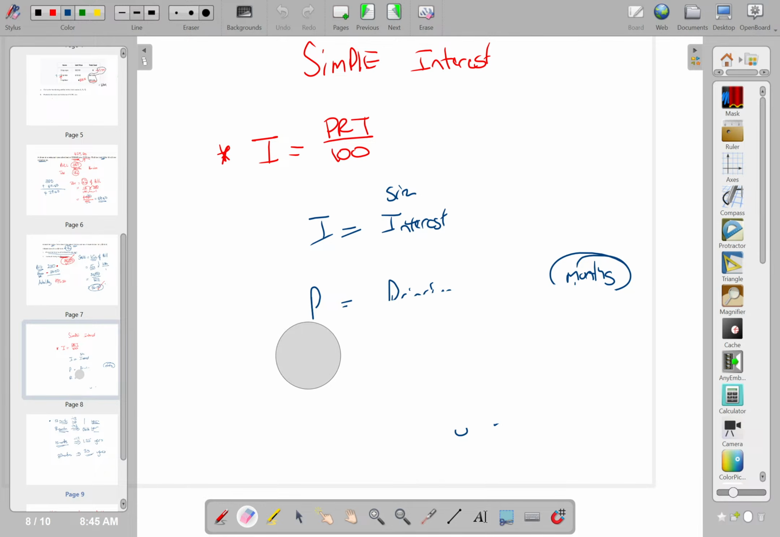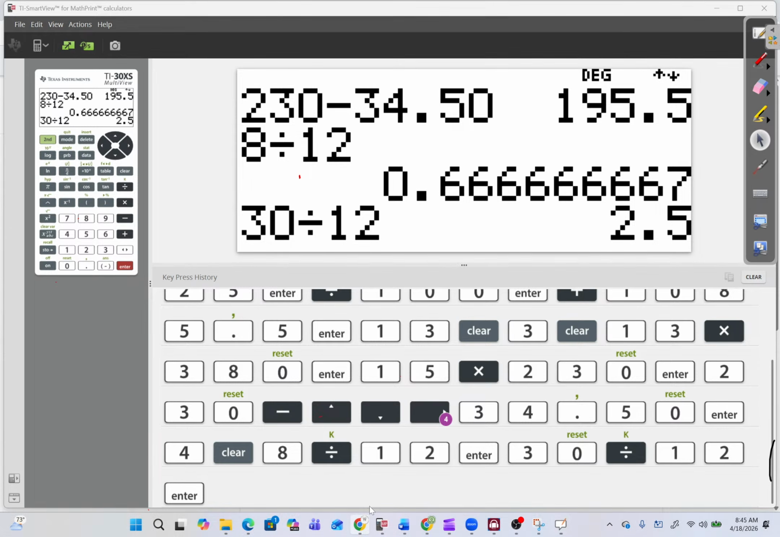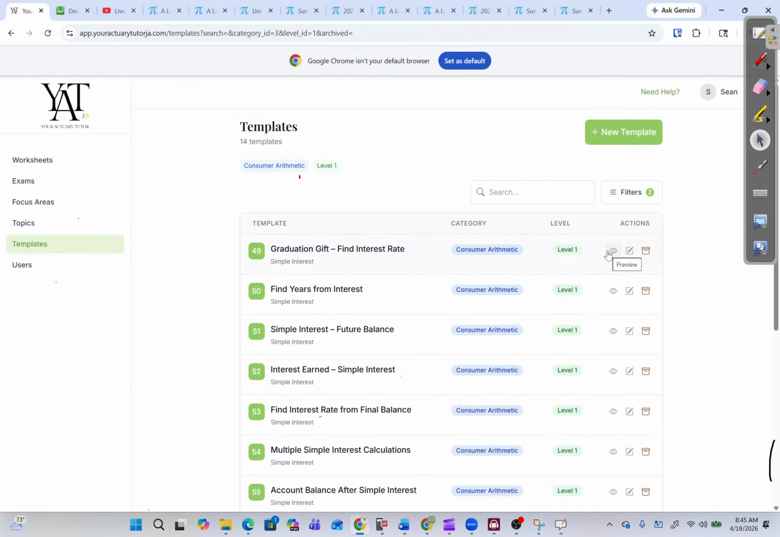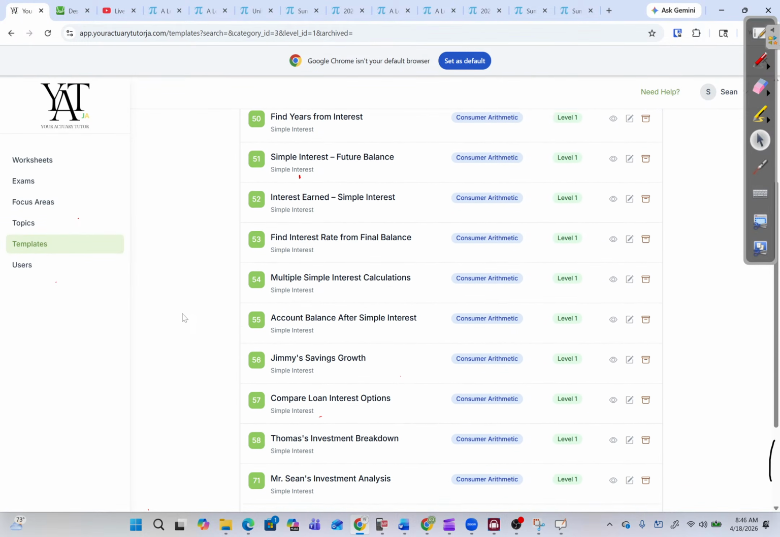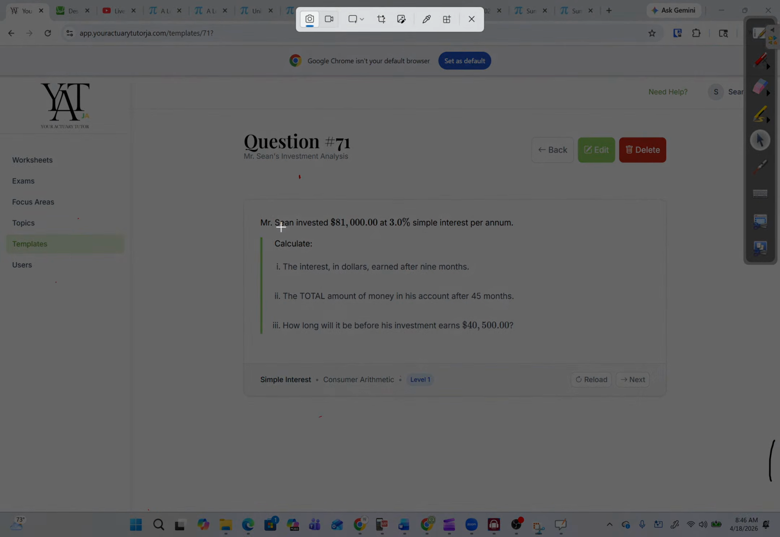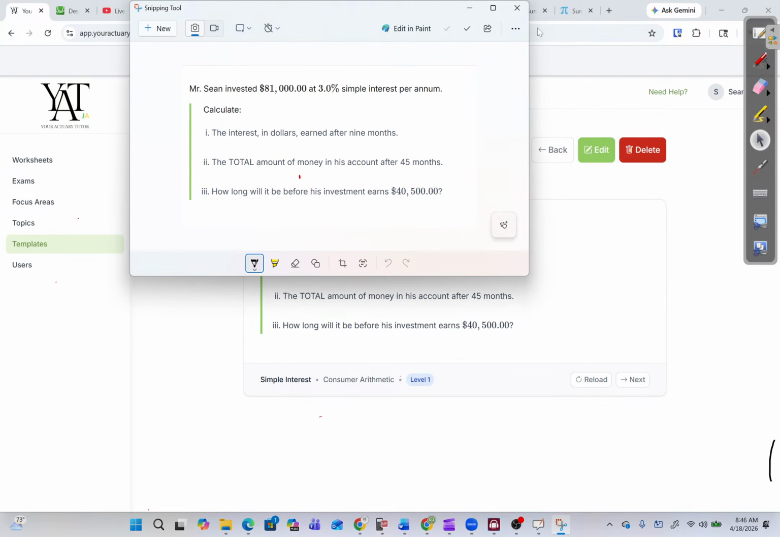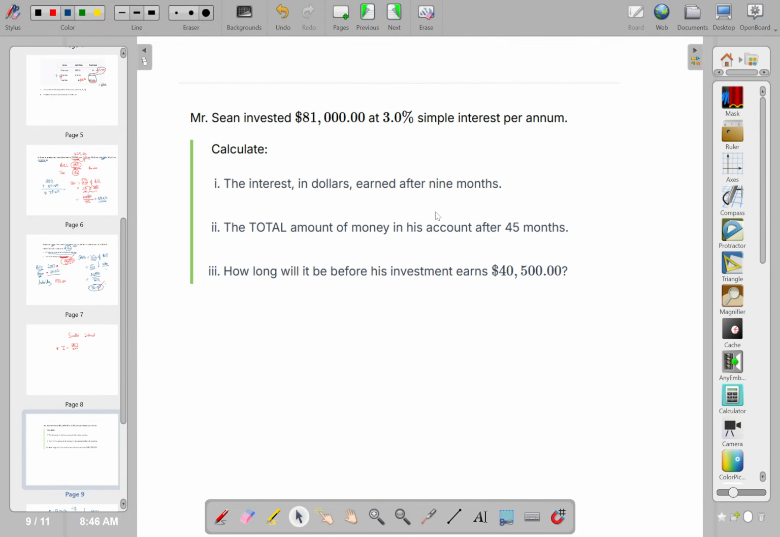Now, let's jump right into it. We have everything we need, so let's go through different perspectives on the platform. There are plenty of them. Let's do this one, I think this one looks good. All right, Mr. Sean invests 81,000 at 3% simple interest per annum.